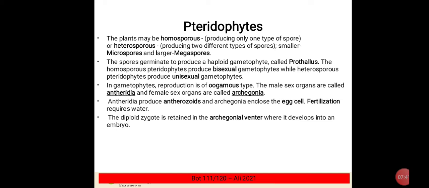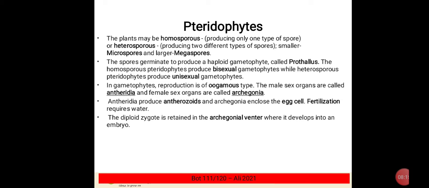The egg cells also contain a haploid number of chromosomes, that is n. So once the n antherozoid combines with the n in the egg cell, we form a 2n, which is a diploid zygote. This diploid zygote is retained in the archegonial venter, meaning that the archegonial venter is around the archegonia, the female sex organs. Are we together? Where it develops into an embryo.